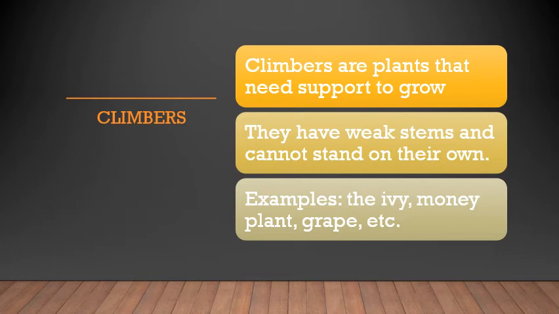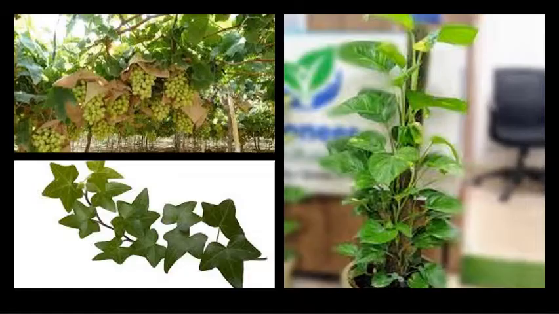Okay, I'll show you the pictures of it. Now the examples for climbers are the ivy plant, money plant and grape plant. Okay, here are the pictures. The first picture is the grape plant, second one is the ivy plant, and the third one is the money plant. You can see in the money plant how they stuck the stick for the money plant to grow properly. Okay, it grows around the stick itself. The stem is very weak. They are not strong like the herb, shrubs or trees.